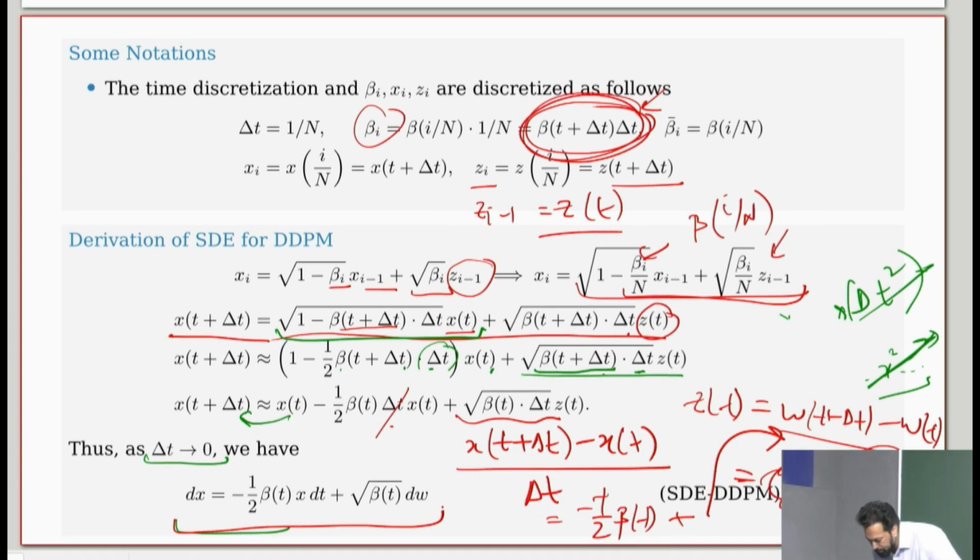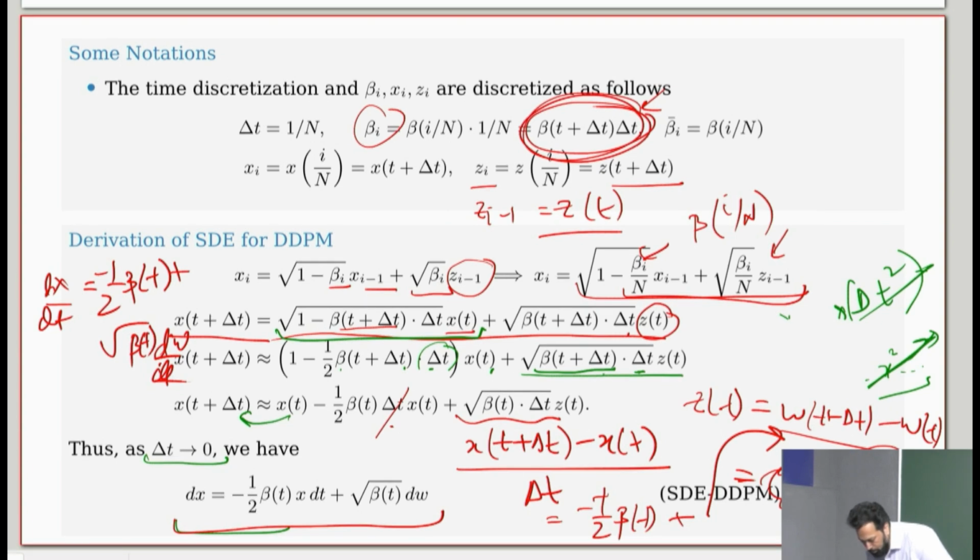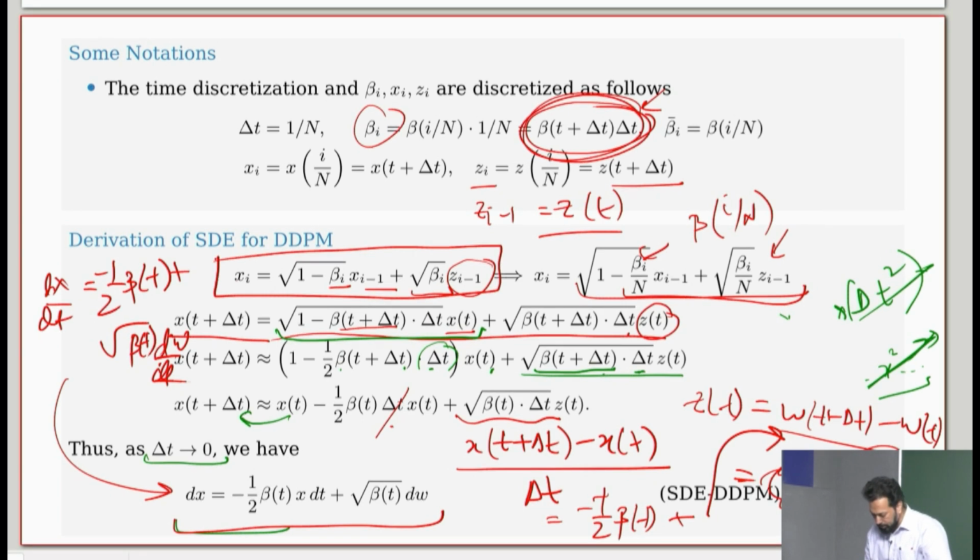Okay, so basically this is dx by dt equal to minus half beta t x plus square root of beta t times dw by dt. Now we multiply by dt on both sides, and you will indeed get this, right? So this is how we go from DDPM discrete to the DDPM forward diffusion case.